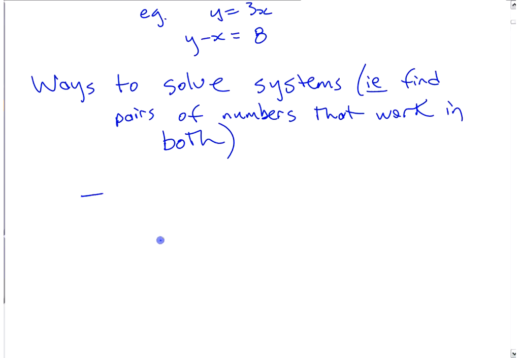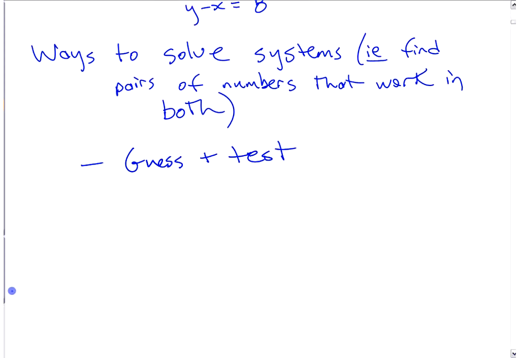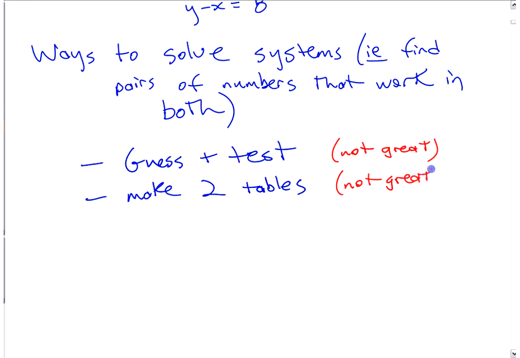So here's ways to solve it. One way would be to just try and look at the thing and figure it out. Guess and test. Is that a good way to do it? It's a way to do it, but it's probably not very efficient unless you happen to see what it is. The first thing we did there was make a table. Make 2 tables. Not a great method. If you're using a spreadsheet or something, you could look for it, but it's not the greatest way.